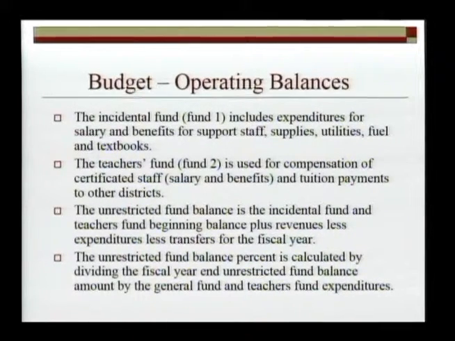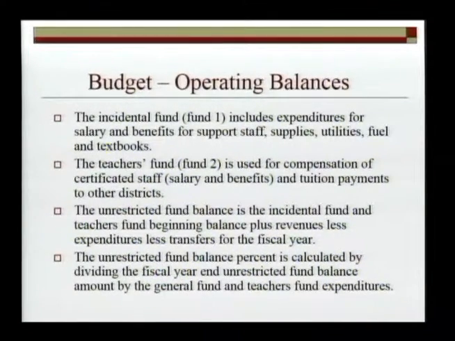We also sometimes talk about the unrestricted fund balance that the district has. The unrestricted fund balance, you could equate that to a savings account. Those are the balances that are remaining at the end of the year. You take the operating fund, the Fund 1 and Fund 2 balances, plus any revenues that are earned during the year, less any expenditures, to get the resulting unrestricted fund balance. We also talk about a fund balance percentage, which is calculated by dividing the unrestricted fund balance by the expenditures in the operating fund. So that will primarily be what we are talking about tonight.